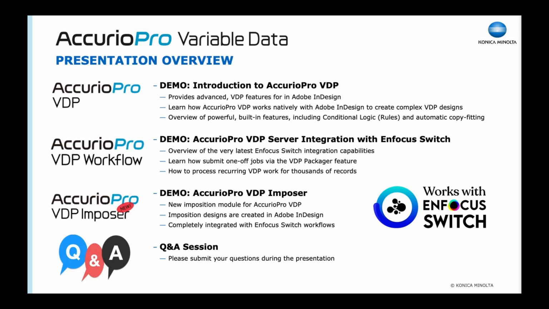Once we get through the intro, we're going to move over to Enfocus Switch. I'm going to show you how we can submit these jobs to AccurioPro running with Enfocus Switch to have complete job automation in that capacity. We're going to demonstrate the VDP Imposer there, and then we might have a little bit of time to talk about the PDF review module. I don't know if we'll have enough time at the end, but if we do, that's a very interesting module offered by Enfocus that will allow you to submit variable data proofs to your customers and get approval and manage that all in the context of an Enfocus Switch flow.